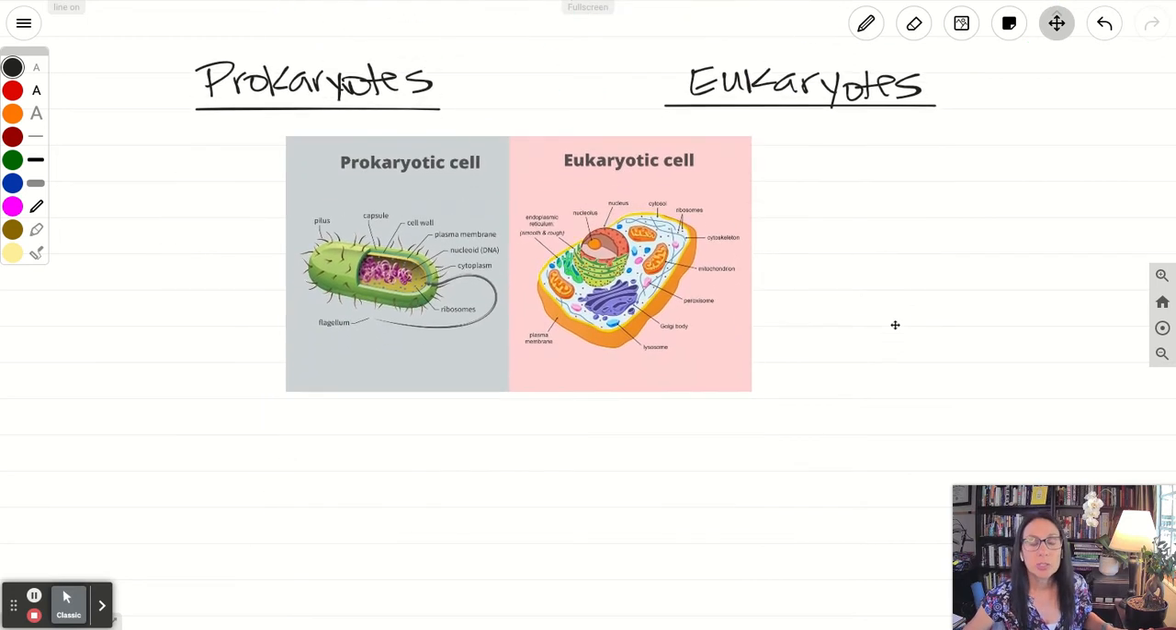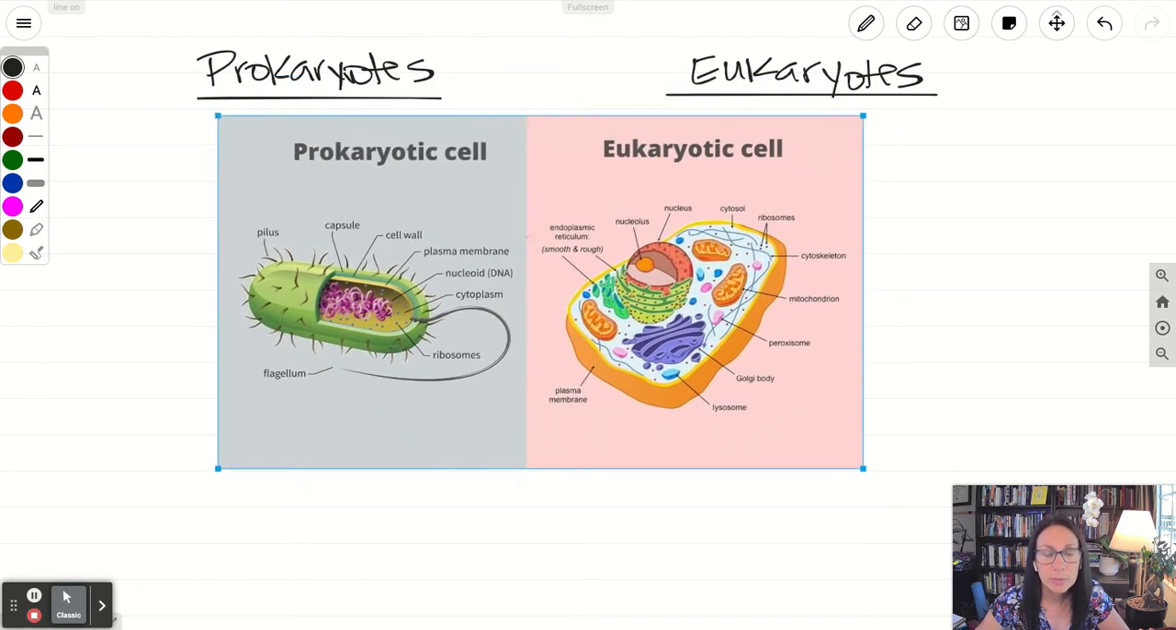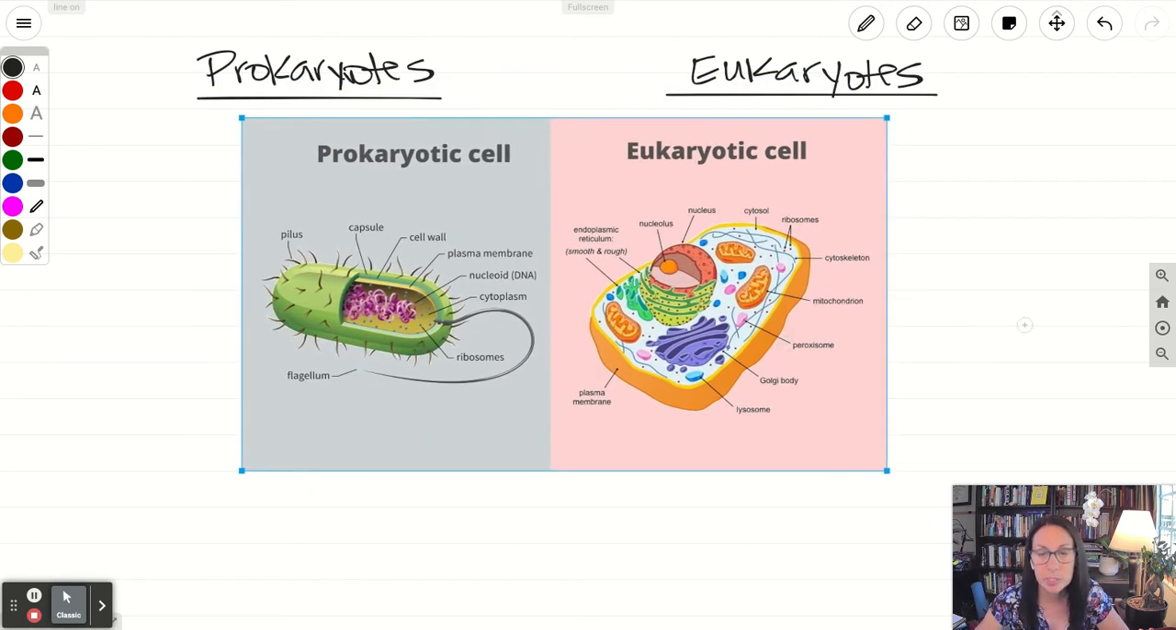These are cartoon pictures. These aren't real. I'll show you a real one in a second. But a prokaryotic cell is a very simple cell. Let me make this a little bit bigger. They were the original cells, so there wasn't much to them. There isn't much to them still.